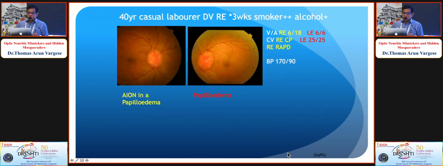Again, a 40-year-old presented with blurring in the right eye. You can see the disc edema and some pallor, but when you examine the other eye, it's almost like a chronic papilledema, almost like you have the typical champagne cork appearance.